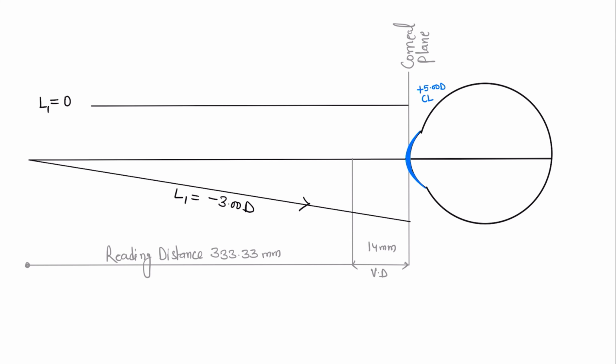So this diagram is showing when the customer is wearing a contact lens, or the customer is emmetropic and does not wear any correction.